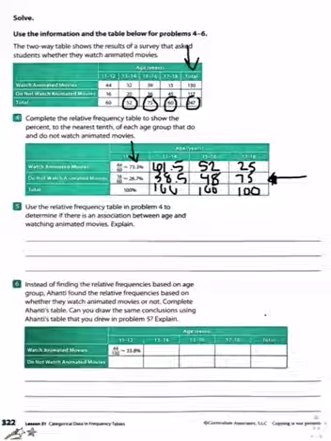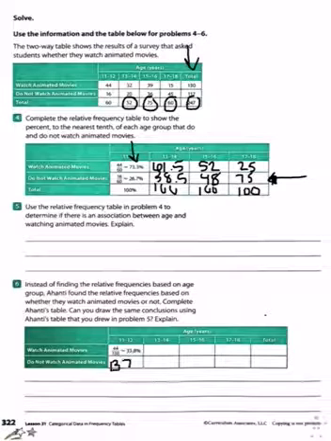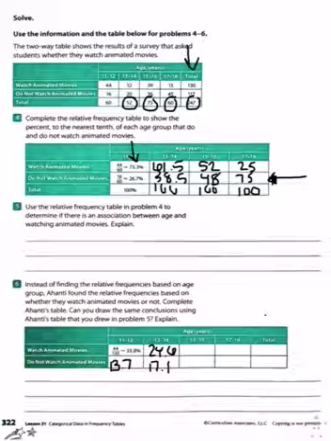So that'd be 44 over 130, which is 33.8%. So we're going to do 16 divided by 117 times 100 to get 13.7%. 32 divided by 130 is going to give me 24.6%. 20 divided by 117 is going to give me 17.1%.